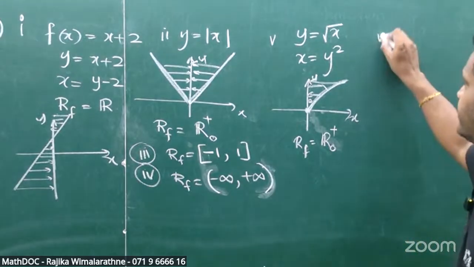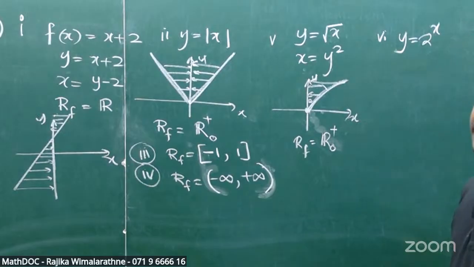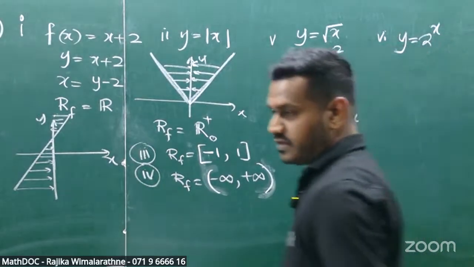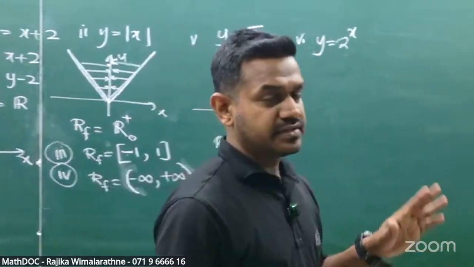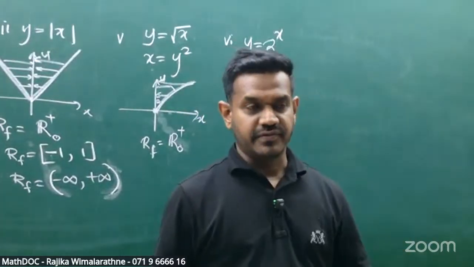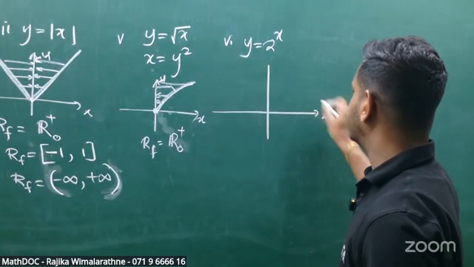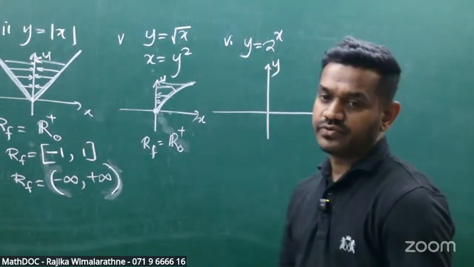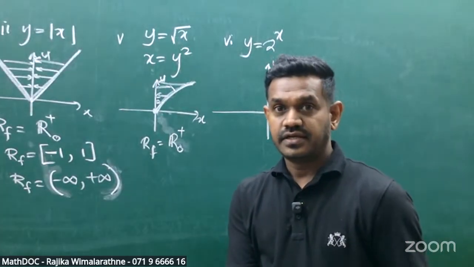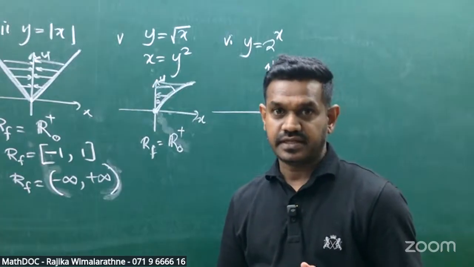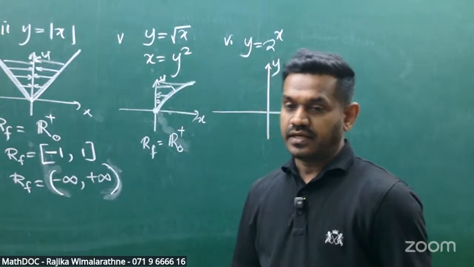Then the sixth one, y equals 2 to the power x. Okay, this is very special. So here see the graph. Let's sketch it. If you need to get the range, you had better sketch the function. Then by the graph, we can discuss everything.